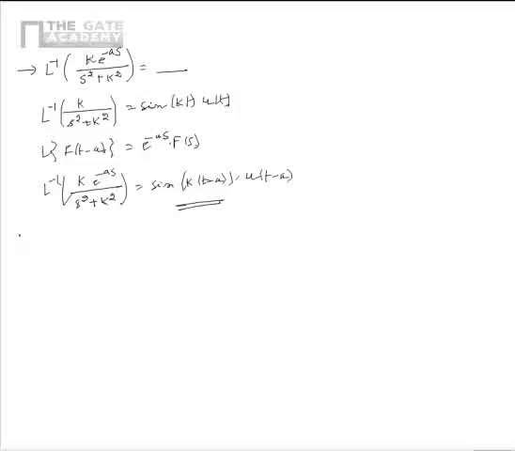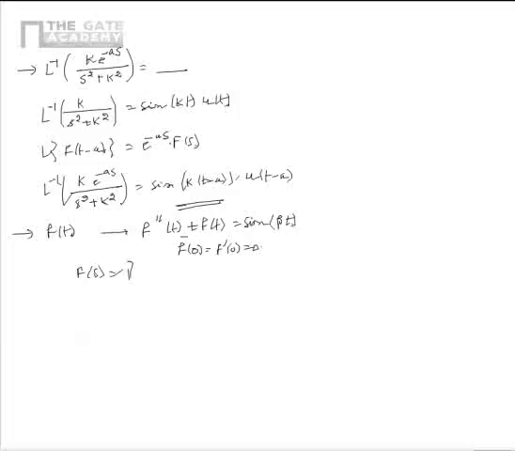This is the required answer. Now, let us look into another problem, as per which there is a one-sided function f of t which satisfies the differential equation f double dash t plus f of t is equal to sine of bt. It's also given that f of 0 equals f dash 0 equals 0. So we need to find the Laplace transform of f of t, that is F of s.